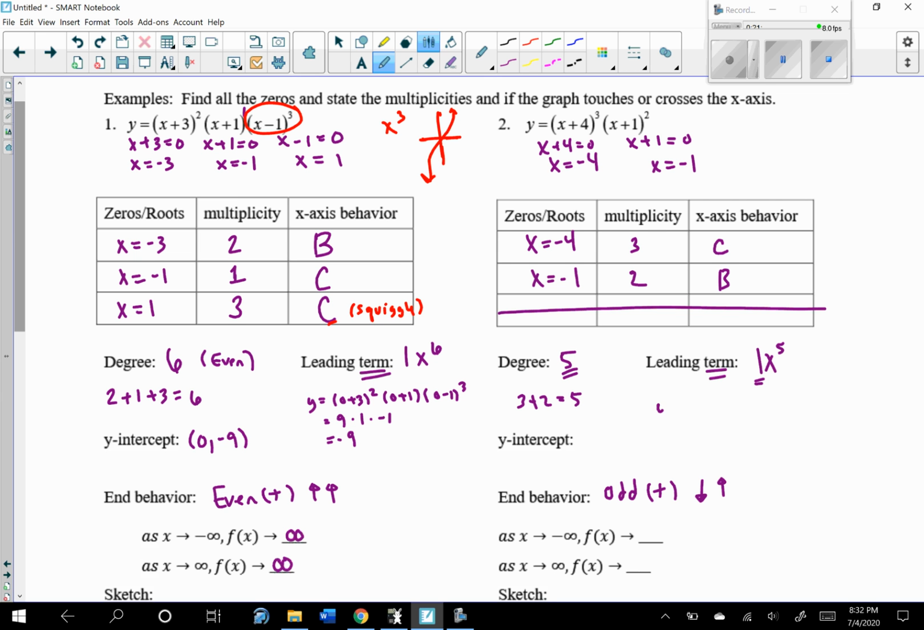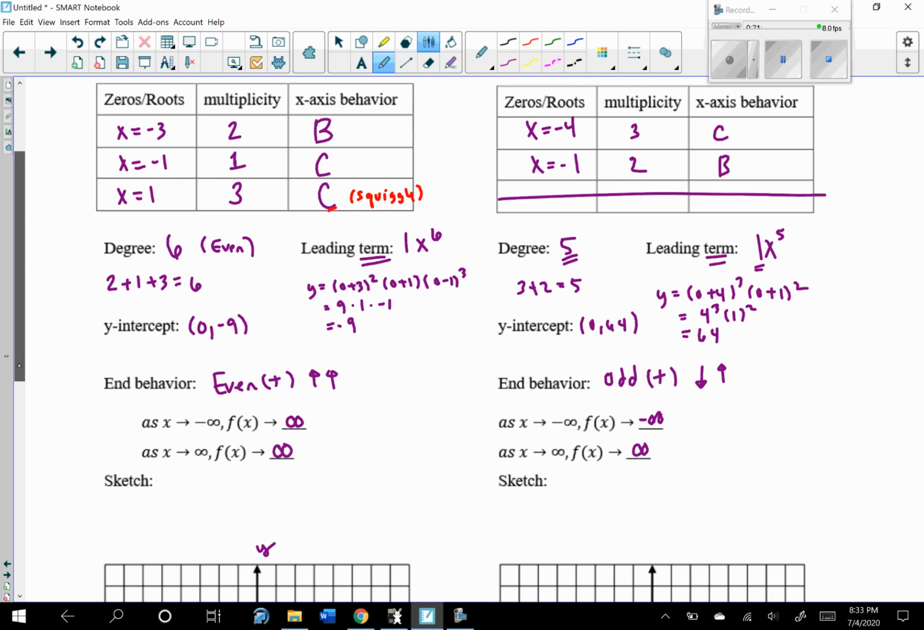How do you find the y-intercept? Plug 0 in for x. So y equals 0 plus 4 cubed times 0 plus 1 squared. So 4 to the third power is what we have right here, times 1 squared. And when we multiply this all out, 4 to the third is 64 times 1, so we get 64. So 0, 64 for my y-intercept. So this is odd, positive, so negative infinity goes towards negative infinity, and positive infinity goes towards positive infinity.